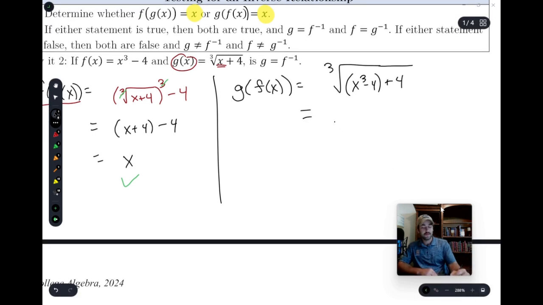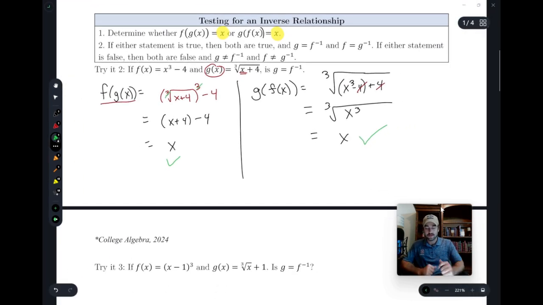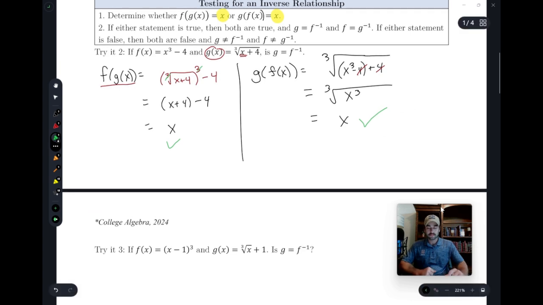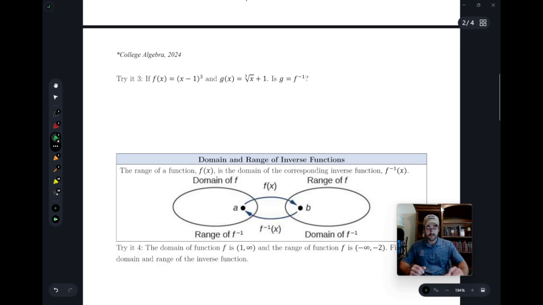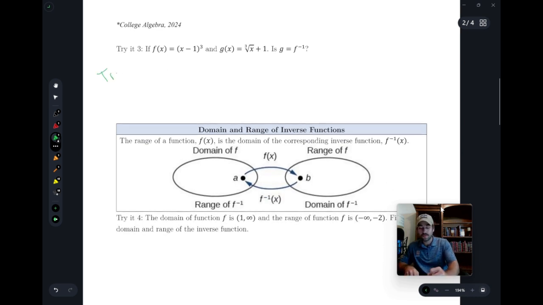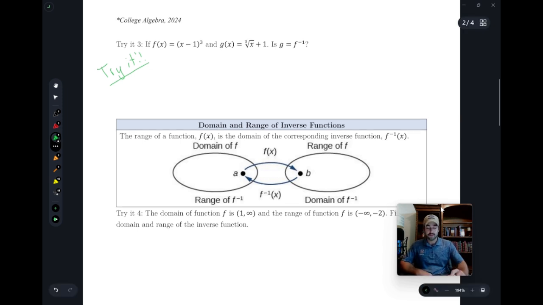When we work this out, we're going to see those 4's go away again, which is really nice. And we're left with the cube root of x cubed, and we've got x by itself, which means not only are these the same, but it's x, so these are inverses of one another. All right, the next one's very, very similar, so we're going to skip it and let you work on your own. Try it on your own. See if you can practice finding out if functions are inverses of one another.